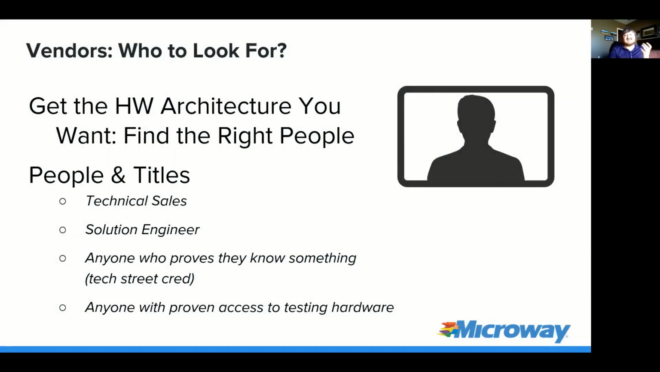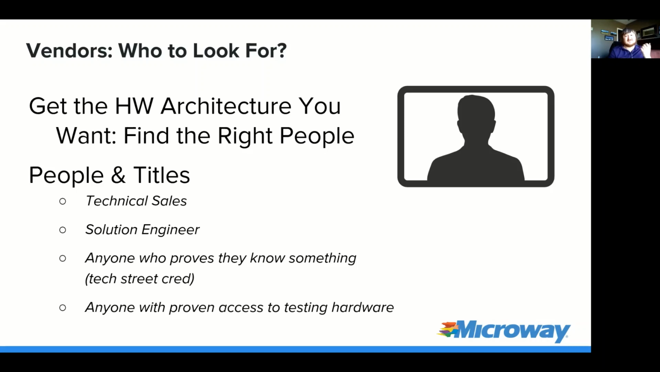So think about your last interaction with a vendor. What was your experience like? Did you get to the right people? Getting the hardware architecture you want deployed is as much about finding the right people on the vendor side to make this happen as it is identifying the candidate hardware architectures. So here's a small guide on how to do that.